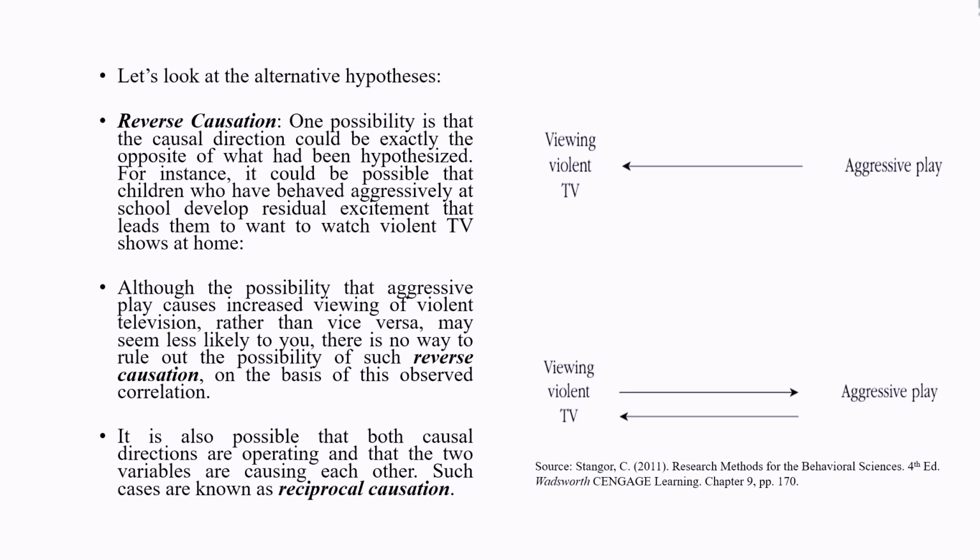So, this is an example of what is called reciprocal causation. Both variables are causing each other to a certain extent. So, this one here is reverse causation: aggressive play is causing people to watch violent TV. This scenario here is also possible, which is basically both variables causing each other to a certain extent, which is what we are calling reciprocal causation.